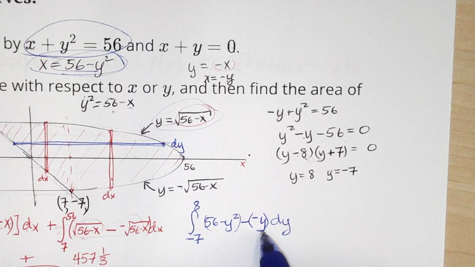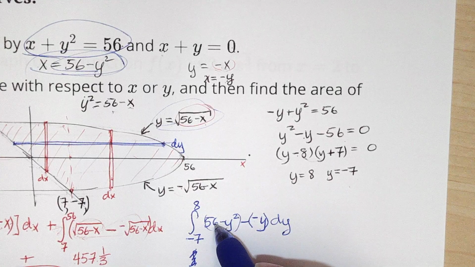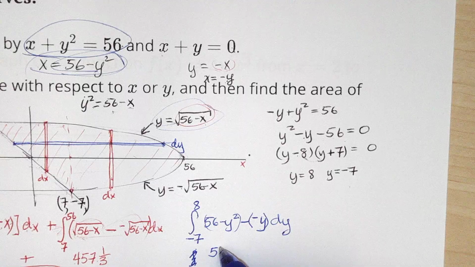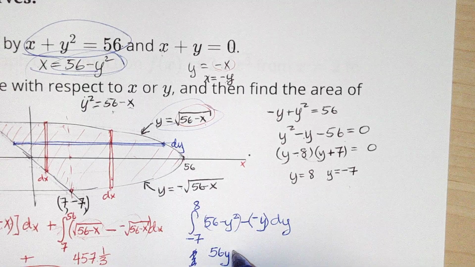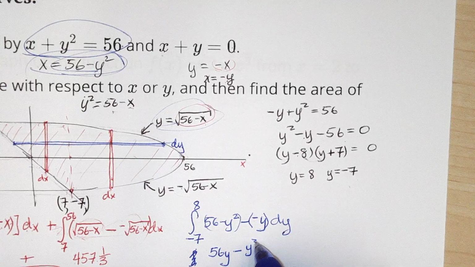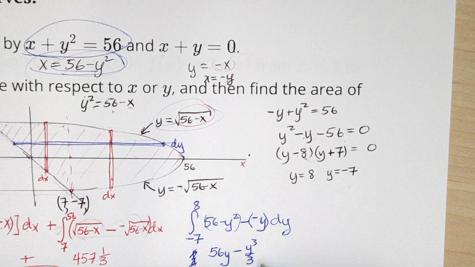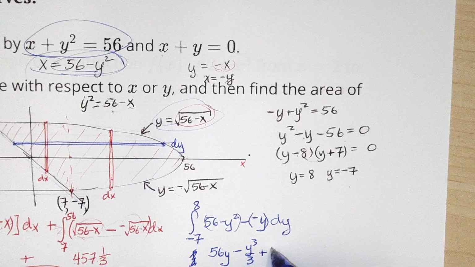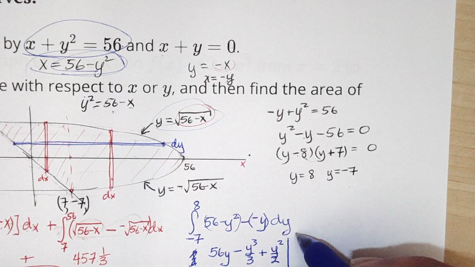So this one's a bit easier to do. So we have the integral. Well, I'm going to do the integration. The antiderivative of 56 is 56y. The antiderivative of y squared is negative y to the third over 3. And this is minus minus y, so that's plus y, and the antiderivative of that is y to the second over 2. And I evaluate from negative 7 to 8.